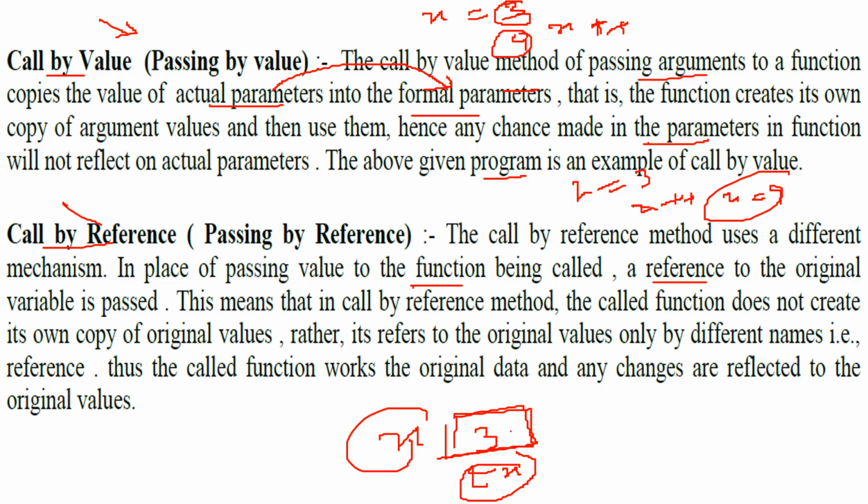So whatever is inside this, we pass the reference and then change. If it is changed to 4, the actual value will be changed. That is, in the call by reference method, the called function does not create its own copy of the original values, as you see here. It refers to the original value only by a different name, like the reference, as I just said, ampersand x. So the called function works on the original data, and any change which is done is reflected here, unlike the case in call by value.